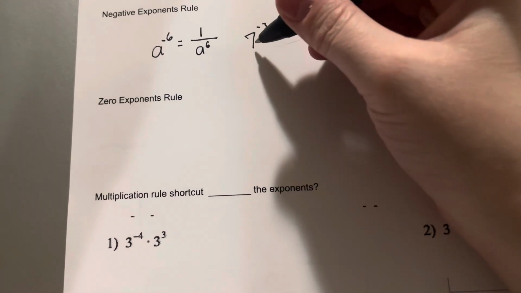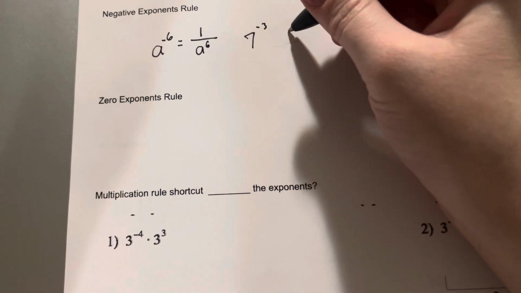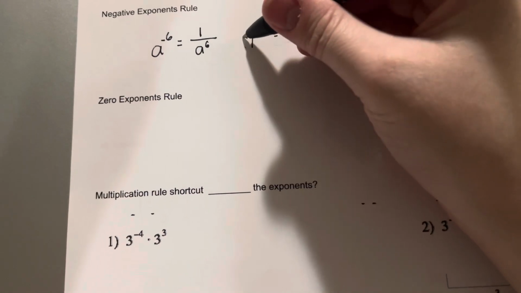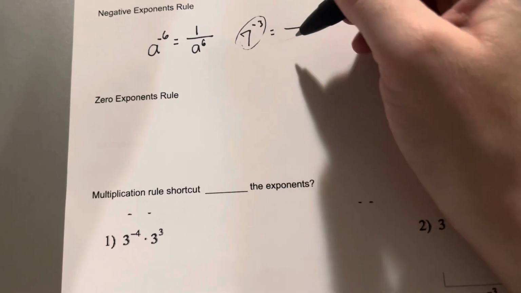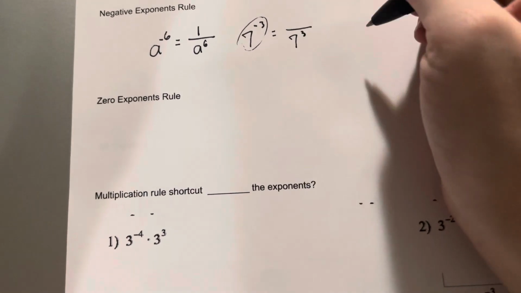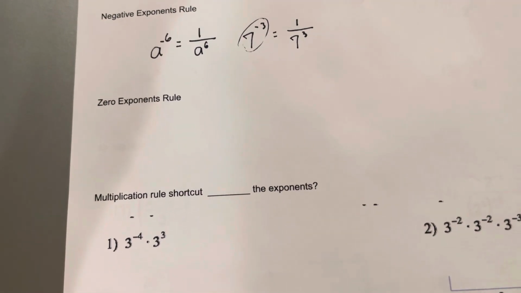Now, the same thing would happen if we were dealing with a base that was a number. We would want to create our fraction, and this part that had the negative exponent would go down into the denominator. And we could have a 1 as a positive.